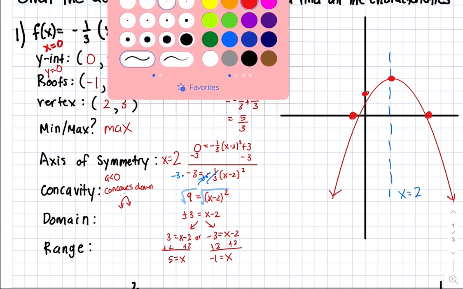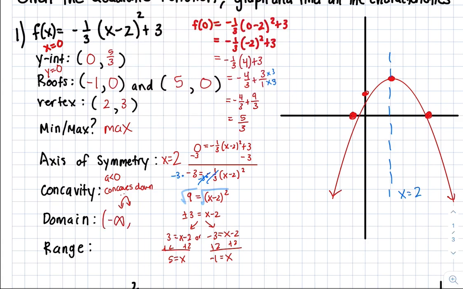Okay, domain, how far left is this going? Negative infinity. How far right? Positive infinity. How low is this going? Negative infinity. To how high? All the way up to the vertex. So that's going to be 3 bracket. Okay, so there's number 1.